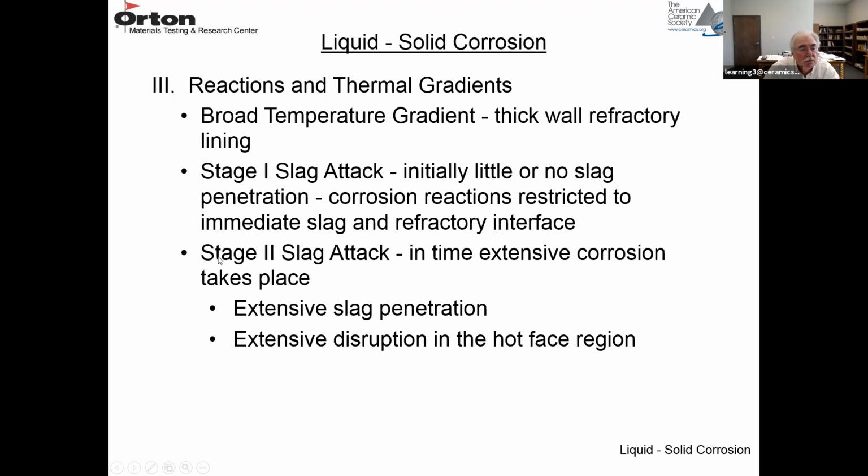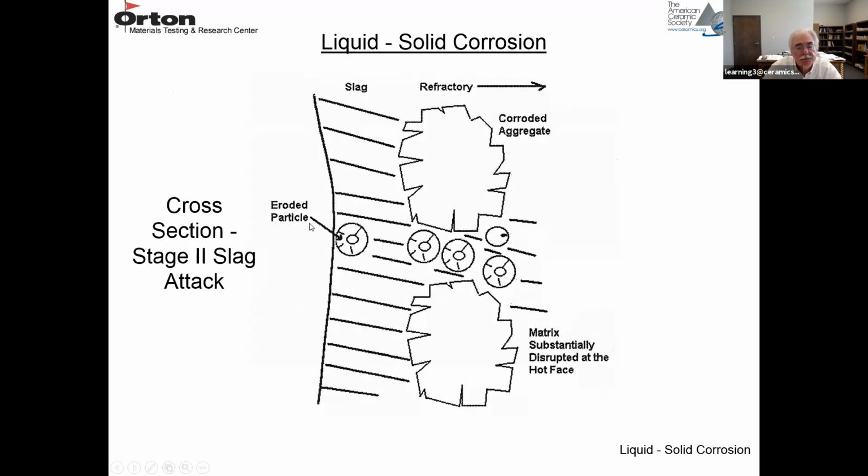So this is a diagram for stage 2 slag attack. Again, this is the initial interface between the slag and the refractory. The slag is on the left, the refractory is on the right. You can see now that the slag has substantially penetrated the matrix. It's attacking the coarse aggregate. There's a chemical reaction at the surface of the coarse aggregates. The finer aggregates are dissolving, and some of them are reacting and floating into the slag. So the hot phase here is substantially disrupted in stage 2.